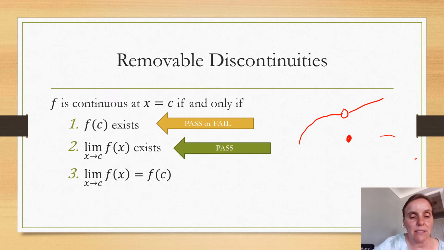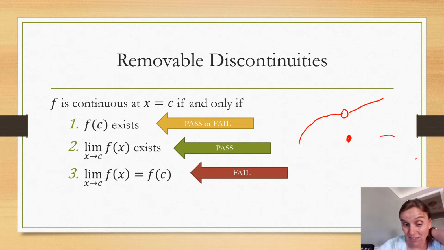The limit as x approaches c will definitely pass. If it's a removable discontinuity, that is for sure true. Your limit will exist. The place where your continuity will fail is your limit will not equal the value of your function, if the value of your function even exists. So what you're going to do to fix that problem is you're going to take that f of c and redefine it so that it's equal to the limit.